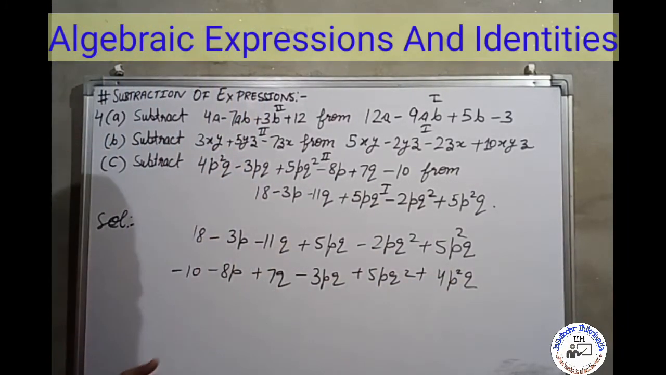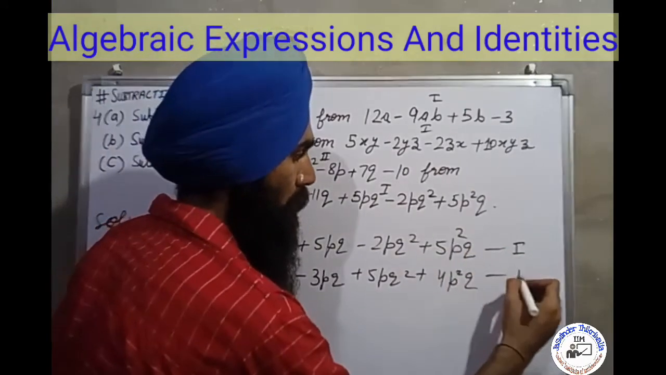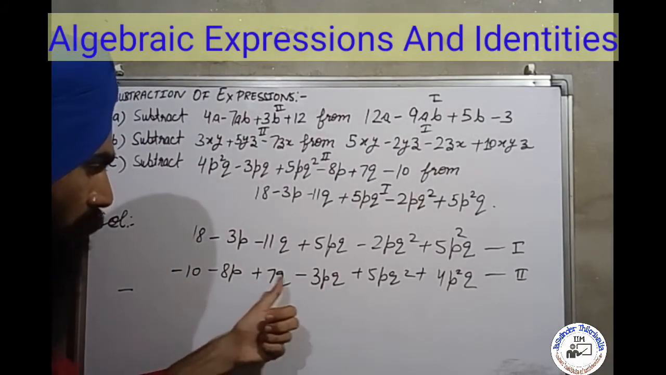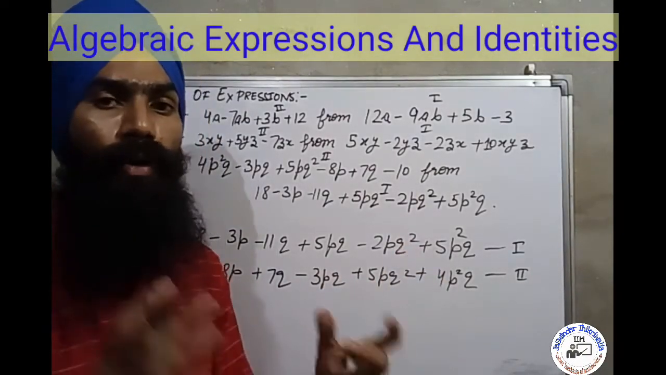So now beta, see, this is the first term only, and this is the second term only. Now we want to do subtraction. When you do subtraction, the symbols of all the terms will change automatically. How is it changing?